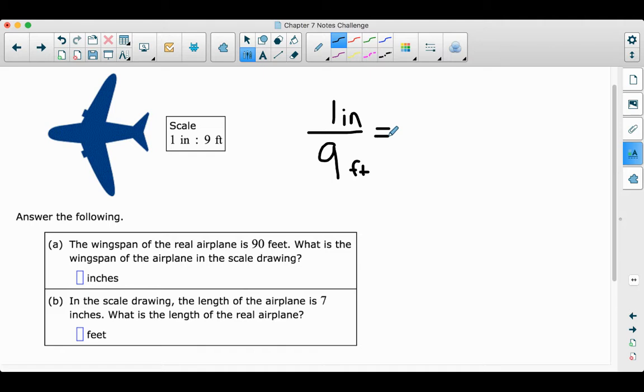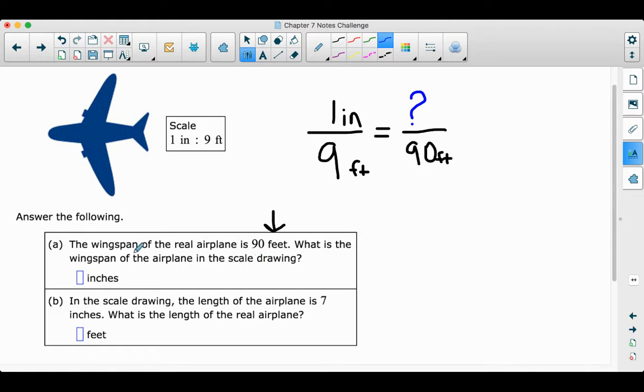So in letter A, it says 1 inch over 9 feet. What is it going to be if the real plane is 90 feet? Well, right there you can see this gives me the measurement in feet, which means it gave me the actual feet. So I'm going to put 90 on the bottom. And what I'm looking for is the scale drawing, which is the inch. That relates to the inches on top. So I'm currently looking for how many inches represents 90 feet.